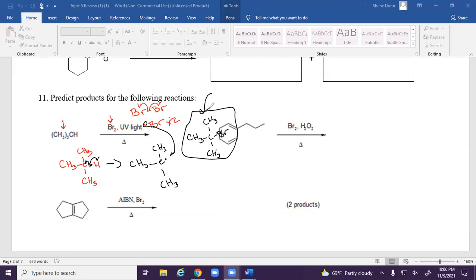I know it's fun, isn't it? Basically, anytime you have bromine, and you have this triangle, that triangle basically means you're making radicals.